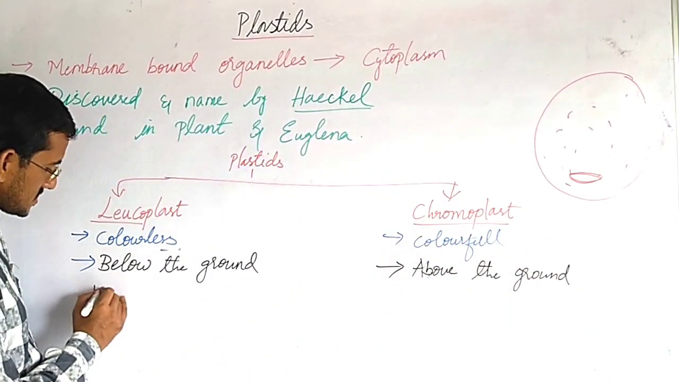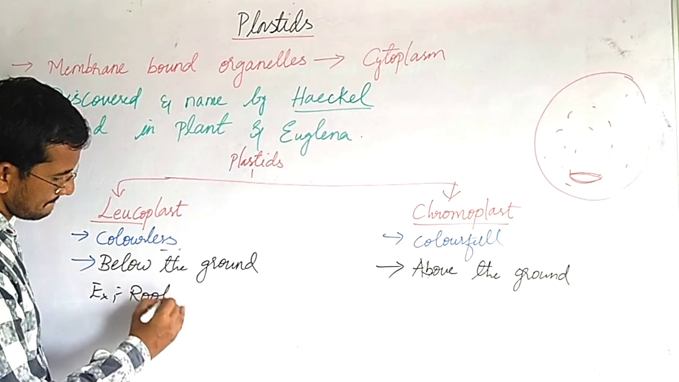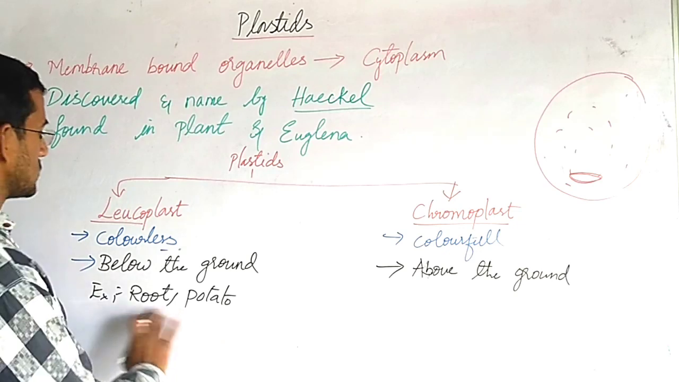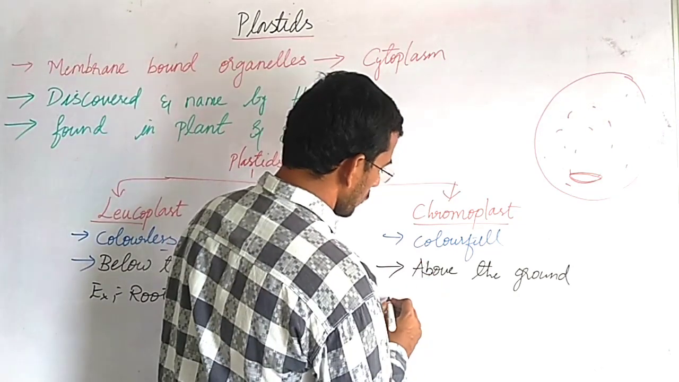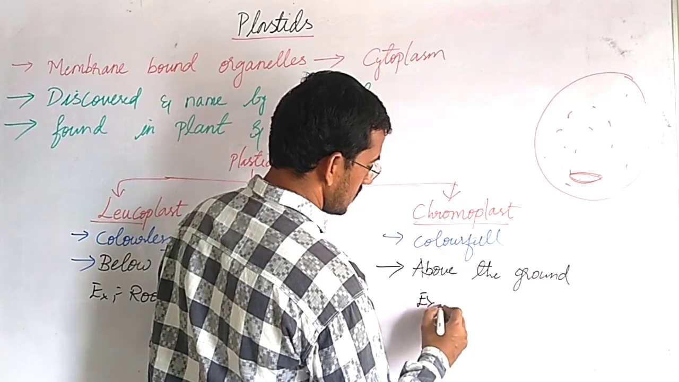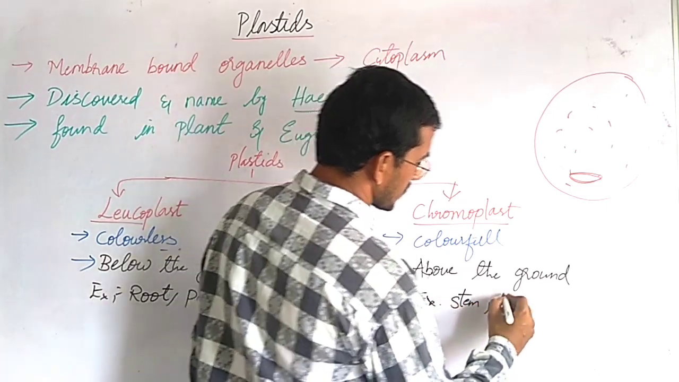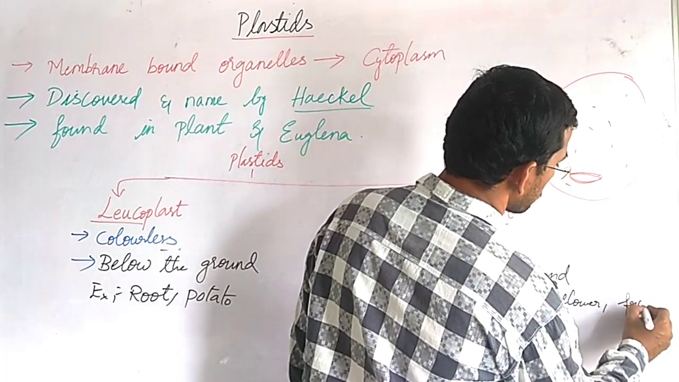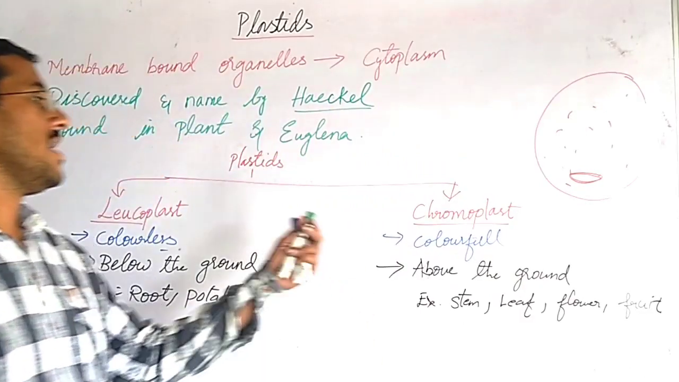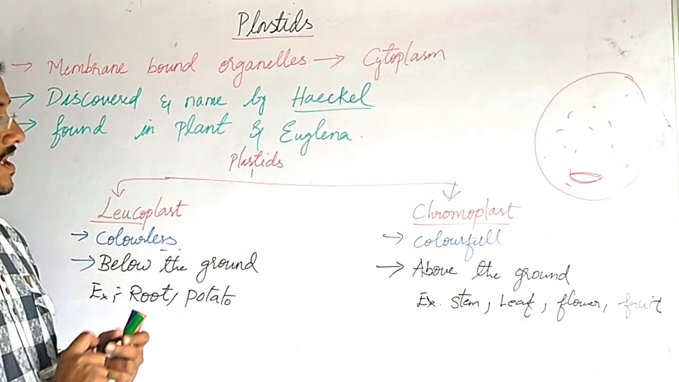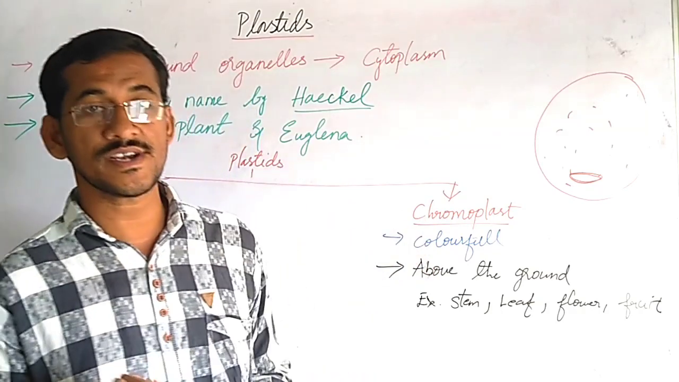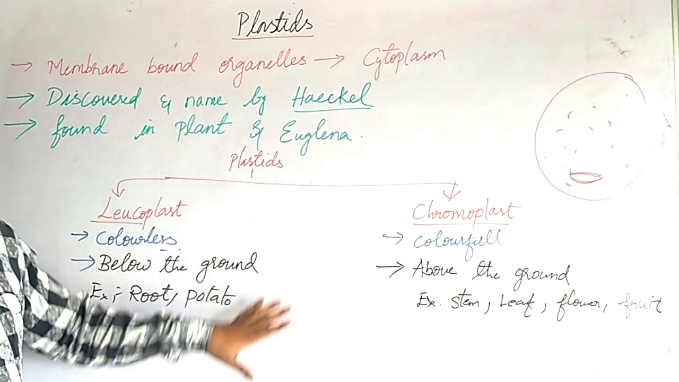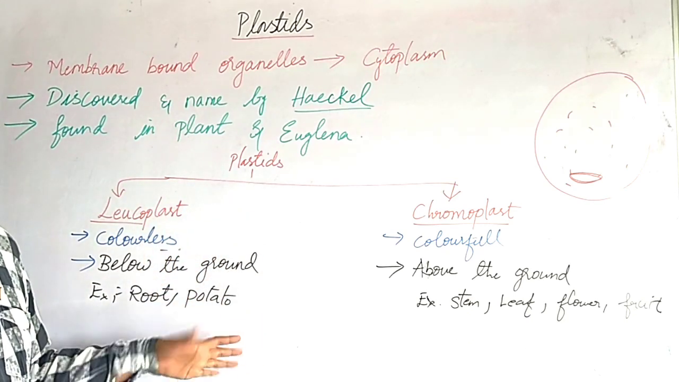Here the example is root, potato, which is underground. So these are leucoplast. Whereas chromoplast examples are stem, leaf, flower, fruit. So these are the examples of chromoplast. These chromoplasts are further divided into three types. Leucoplast is also further divided into three types, but we are not going to discuss that here because it is not included in your syllabus.